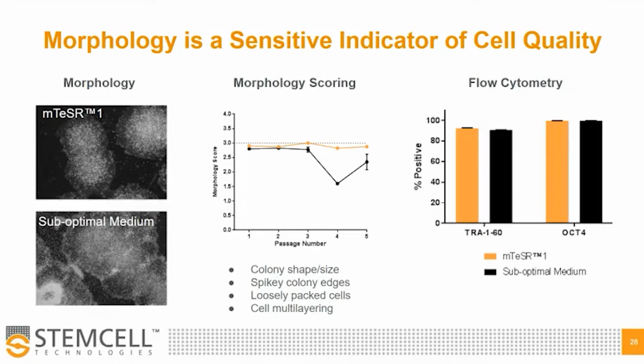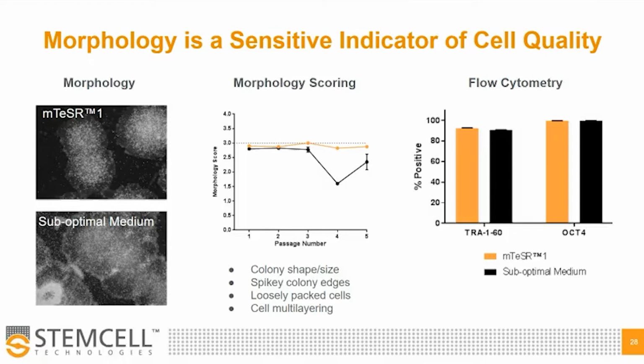In this experiment, hPSCs were cultured in mTeSR1 and a suboptimal medium, which was mTeSR1 without some pluripotency factors, for 5 passages. Using an R&D based morphology scoring system, the quality of the cultures were examined at each passage. Surprisingly, it wasn't until passage 4 that a drop in the morphology score of cells in the suboptimal medium was noted. At passage 4, this medium exhibited spiky colony edges, loosely packed cells, and excessive multilayering. This low score would account for a fail in R&D testing.